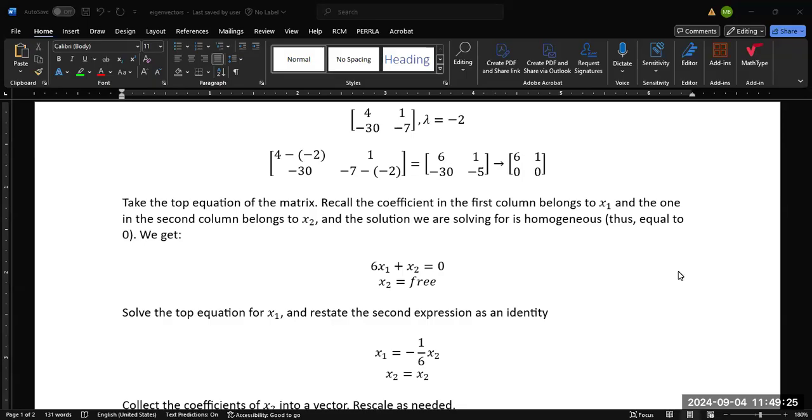In this video, we're going to be looking at how to solve for the eigenvectors once you already have the eigenvalues provided. So we're going to be looking at a 2 by 2 matrix, and we're also going to be looking at a larger matrix as our example. So our first example, we're given this matrix 4, 1, negative 30, negative 7, and lambda is equal to negative 2.